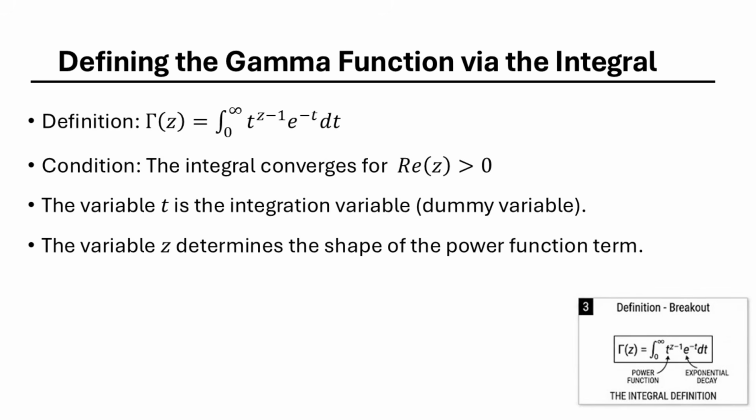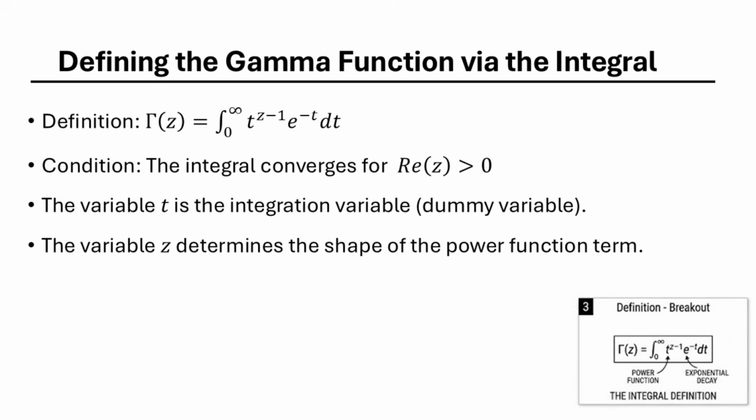Let us look at the definition. The gamma function of z is defined as the integral from 0 to infinity of t to the power of z minus 1 times e to the power of negative t, with respect to t. Note that in this expression, t is just a dummy variable for integration. The actual value depends on z. However, this integral only behaves well, or converges, when the real part of z is greater than 0. If z is too small or negative, the integral blows up to infinity near 0.